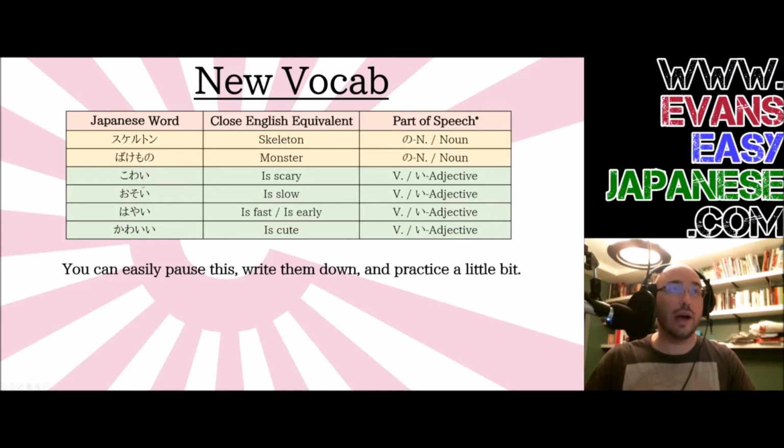Kowai. Something is scary. It's an E adjective. Osoi. It is slow. Hayai. It is fast. Depending on the kanji, it could also mean it is early. So it moves quickly or it is early in the day. Kawaii is cute. So if you want to talk about a cute monster, a fast monster, a slow skeleton, or a scary skeleton, these are the things to learn. Write them down, memorize them, get ready for some examples.